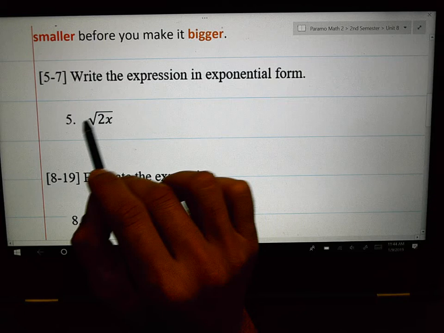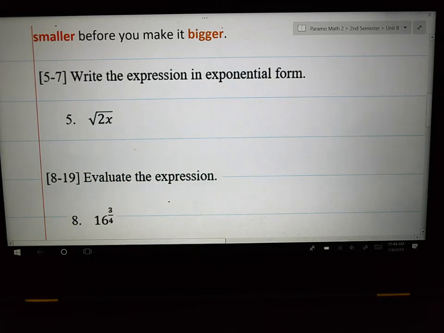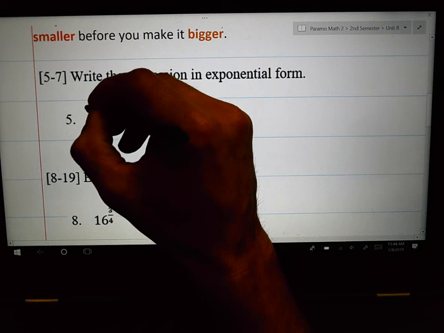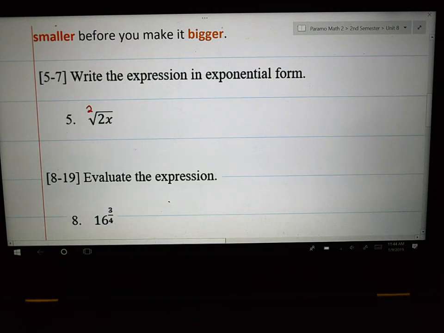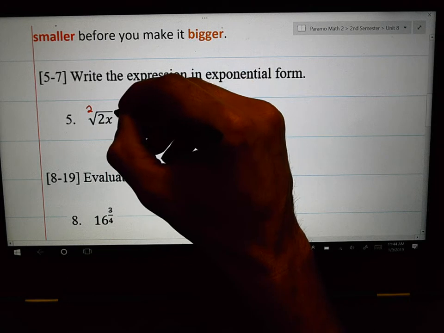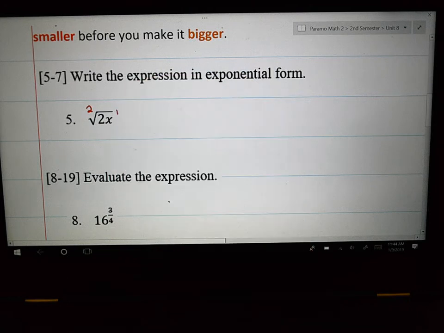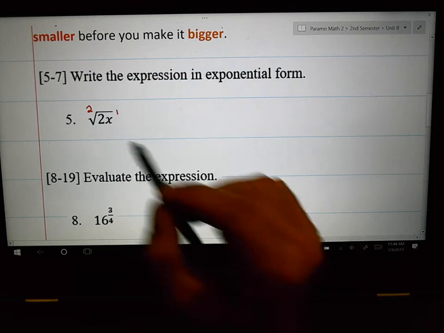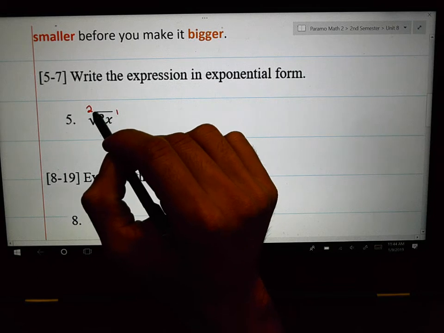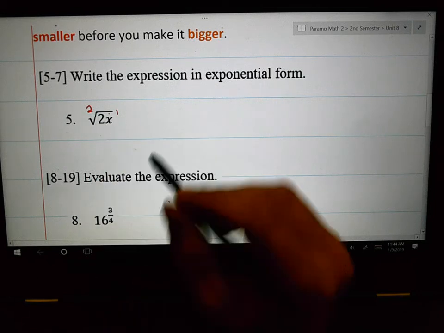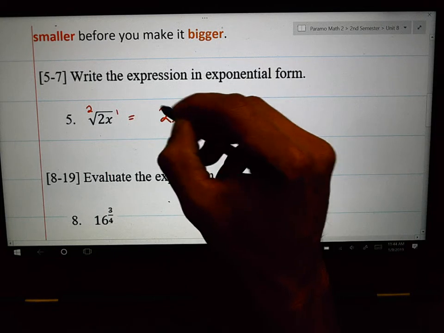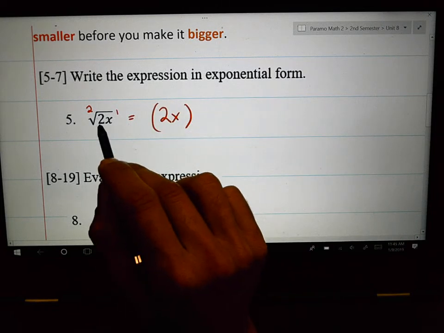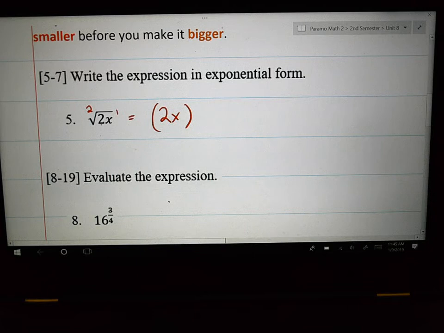Since this is a square root, square roots are the only thing in math that have an invisible 2. How many of the 2x's do we have? We have one group. What's inside this radical? The radical goes over the 2 and the x. So if I'm going into exponential form, I'm going to put that whole thing, 2x, and raise it to a power.